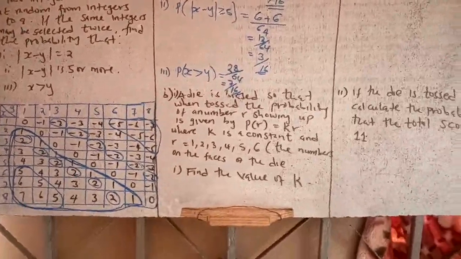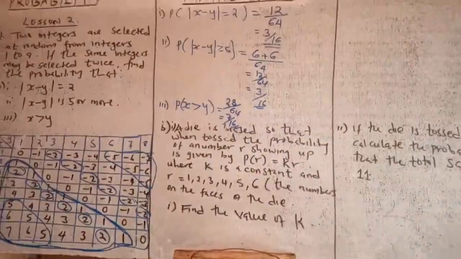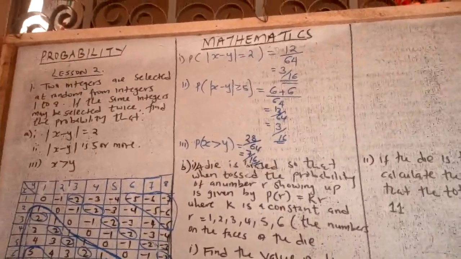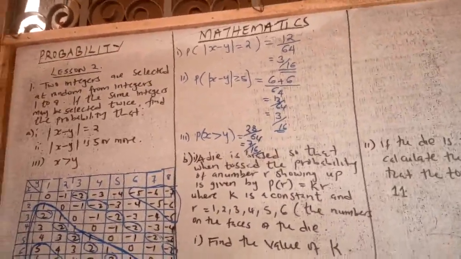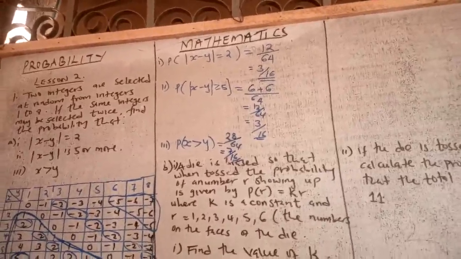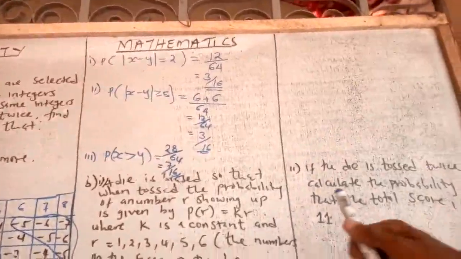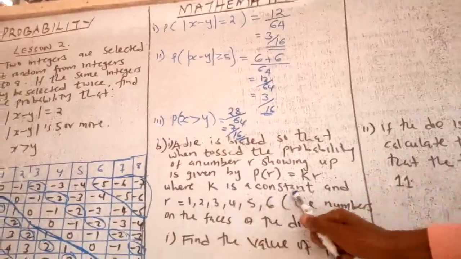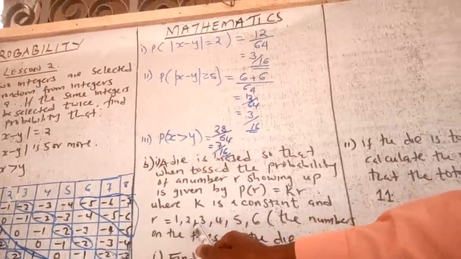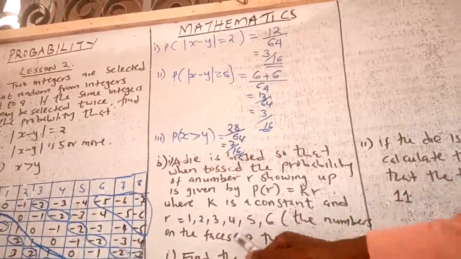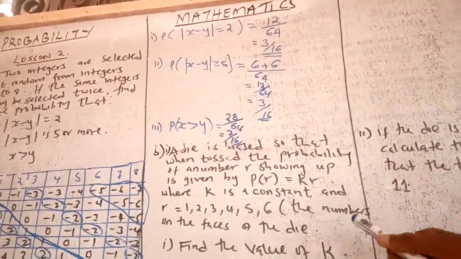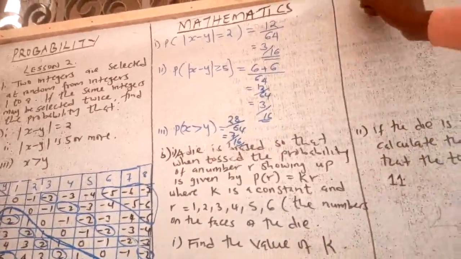Question number 2. The question is, a die is biased so that when tossed, the probability of a given number showing up is given by P(R) = KR, where K is a constant and R are the integers, that is 1, 2, 3, 4, 5, 6, the numbers on the faces of the die. Then find the value of K. And as far as that question is concerned, you're supposed to do it this way.